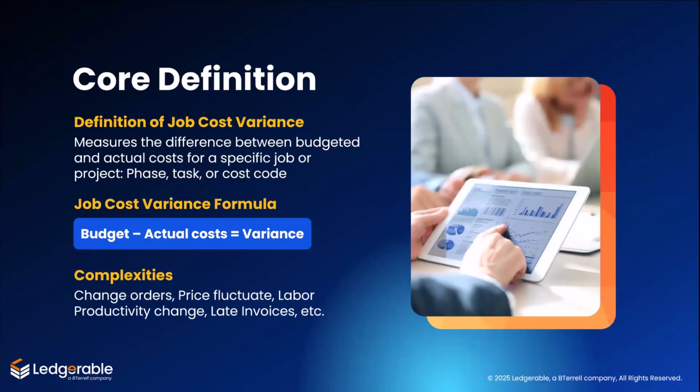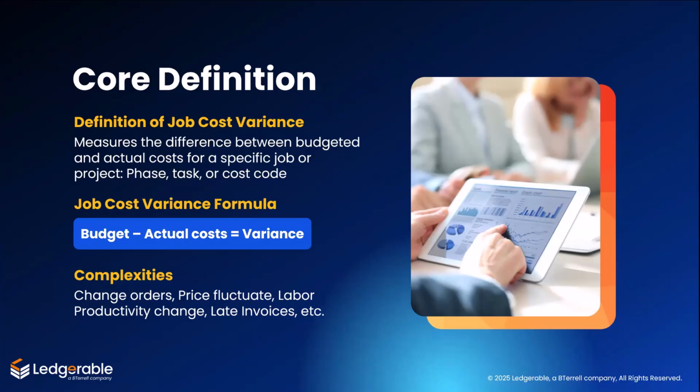Now, what is job cost variance? Job cost variance is the difference between your planned spend and your actual spend, broken down by job, phase, task, or cost code. In practice, that means tracking labor, material, subcontractor costs, equipment, and others. But here's the nuance. The real-world construction isn't static.